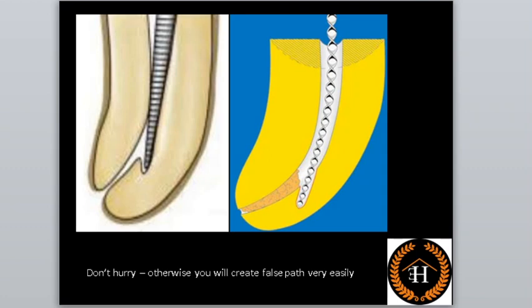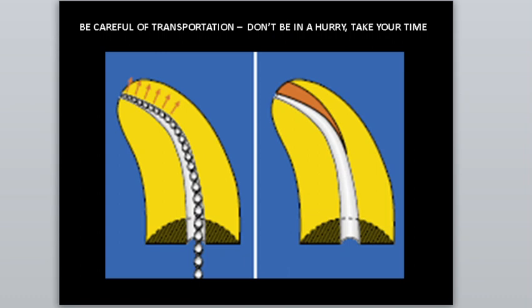Now if you try and force a file, this is what happens when 10 goes and the 15 number doesn't go, and it leads to a lot of frustration, and you try and push a file, which is the most disastrous in cases of curved canal. So avoid doing that. Try giving a sharp bend to the file at the tip, last 3 millimeters, so that this does not happen. Be careful of transportation. Don't be in a hurry.